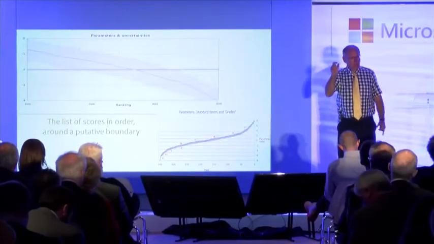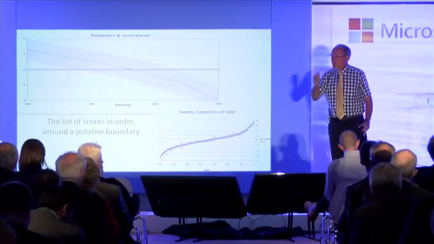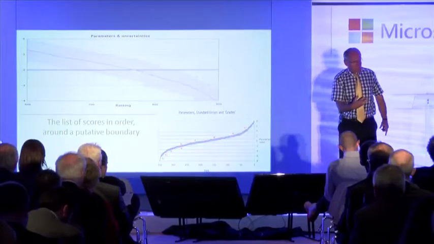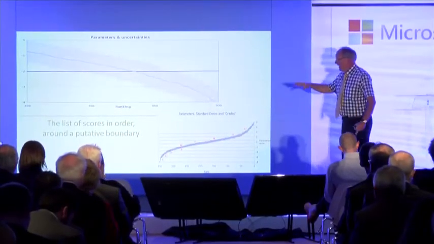Then you've got to say, well, where is the AB boundary? Where is the CD boundary? Where is the EF boundary? That's a judgment process that is a separate one, as it is with this.